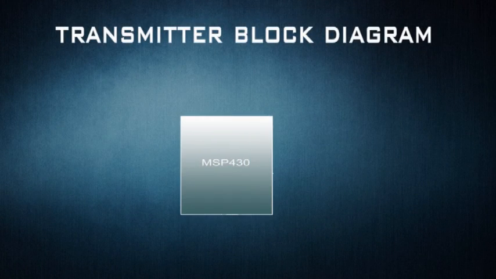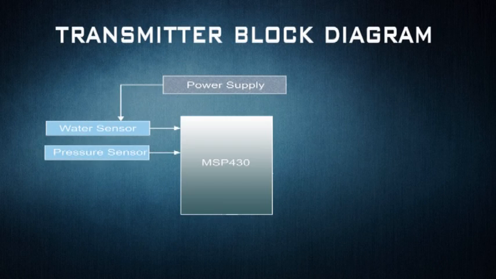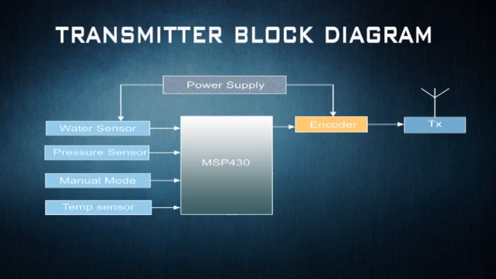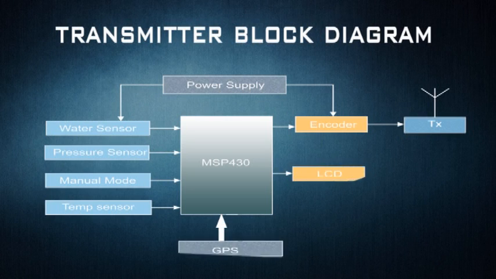The MSP430 is the central unit of a transmitter. It is powered by a solar panel via a charging unit. A 12-volt rechargeable battery is used as backup power source. The various sensors such as water, pressure, and temperature sensors are connected to the MSP430. The MSP430 is programmed to raise an alert when the sensor data is above a threshold. The signal is encoded and transmitted via transmitter. A GPS locator is used for position location.